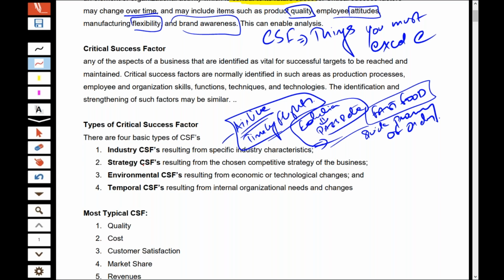The second one is the strategy that your business has followed. Now, what exactly do you mean by the strategy that the business has followed? Let's start discussing that.